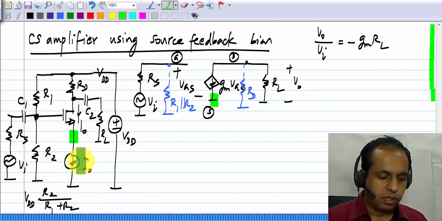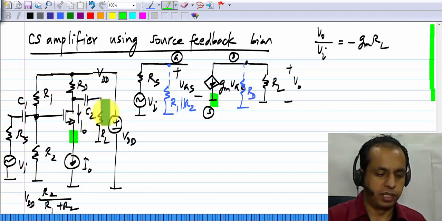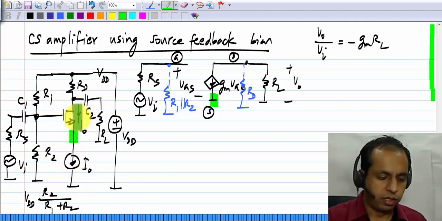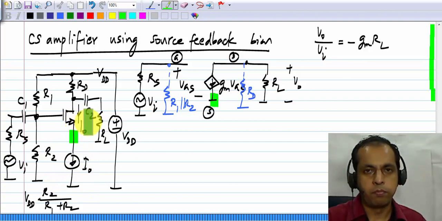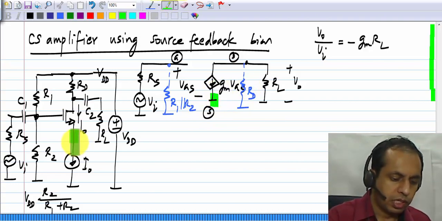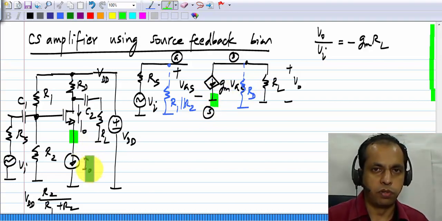to ground. If we draw the incremental picture from this picture on the left side, I0 will become an open circuit and the source is not connected anywhere. If you do that, you can analyze it and see that the gain will again be 0. So this has to get connected to ground for signals.